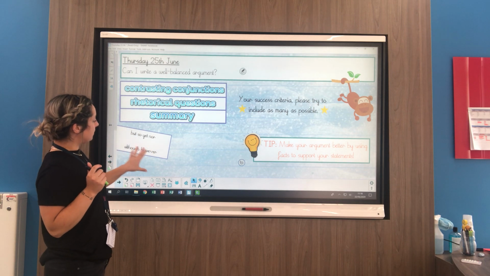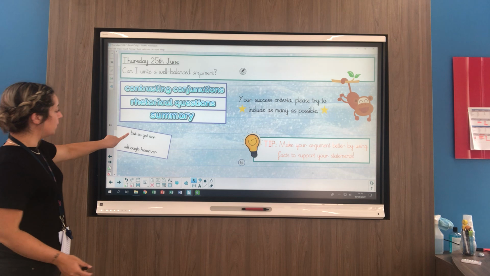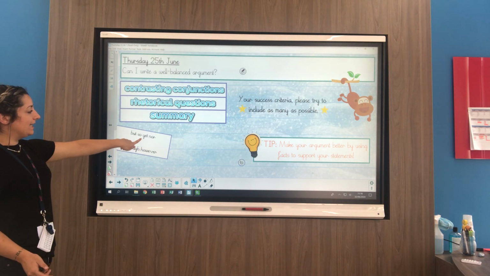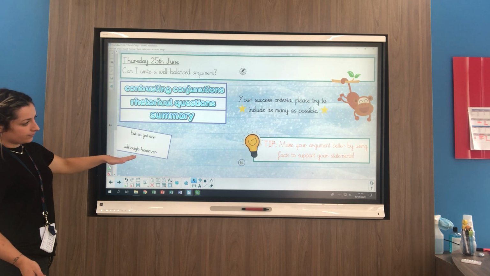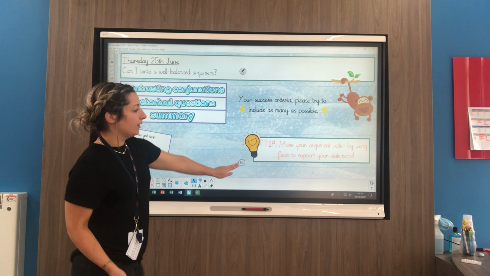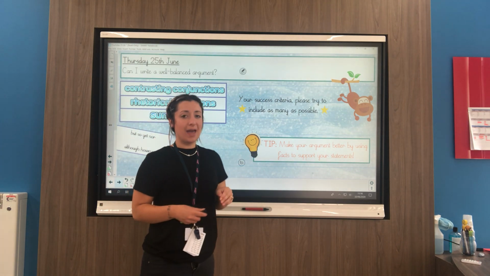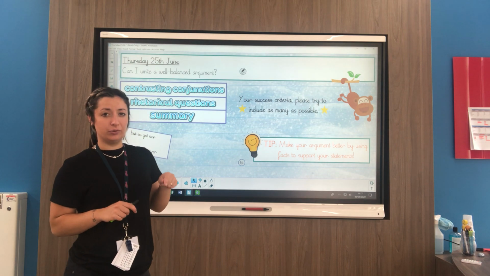You've got a word bank here, so you've got your contrasting conjunctions. We've got but, so, yet, nor, although, however. And I have just put a little tip here. Make your argument better by including facts to support your statement.